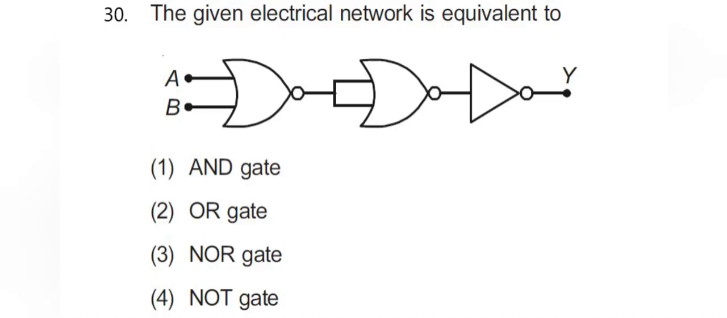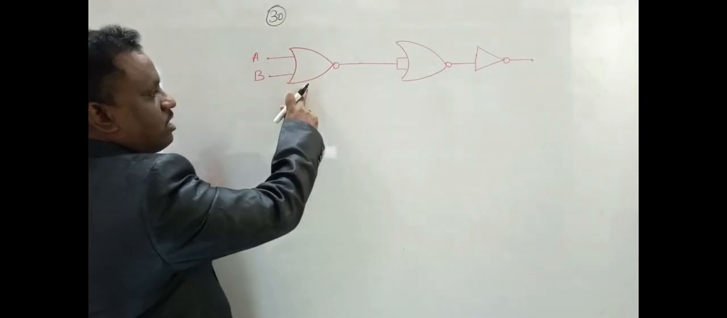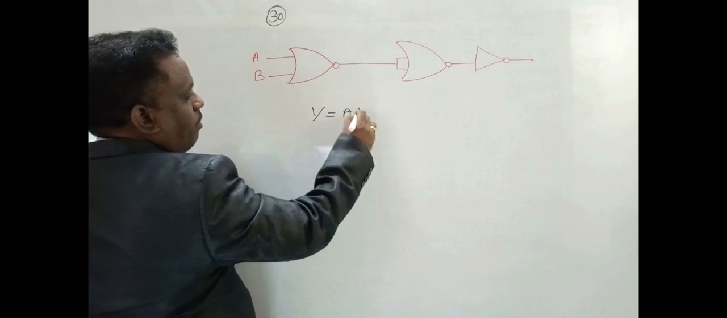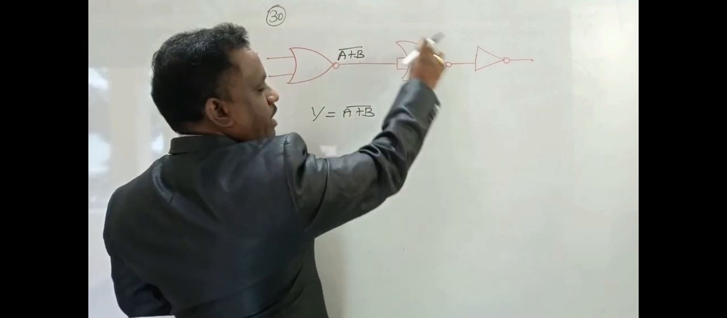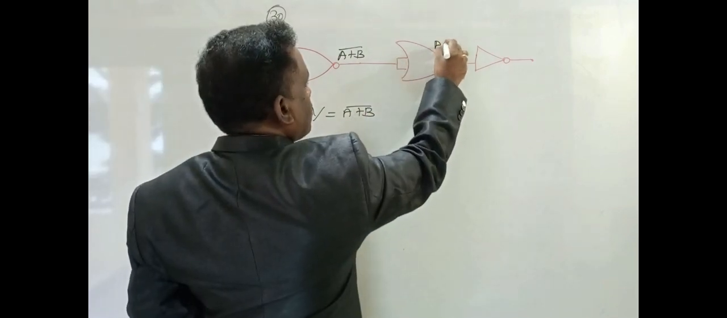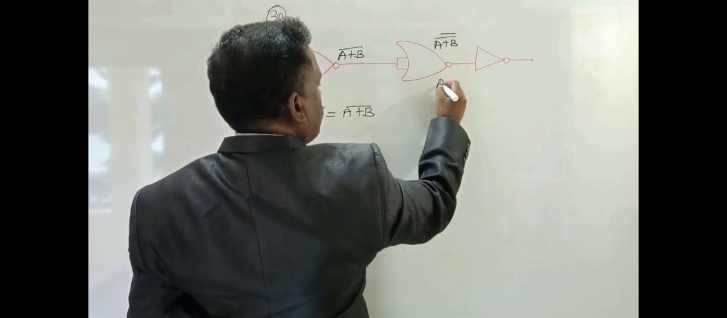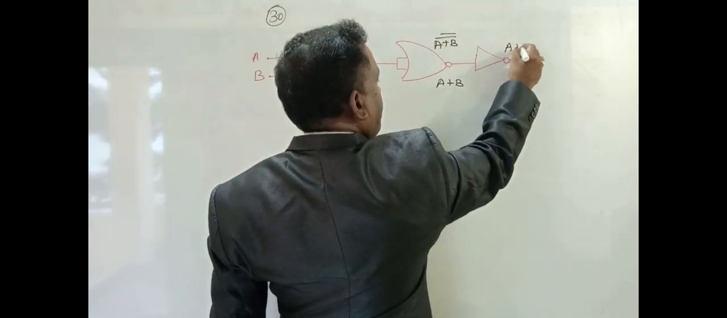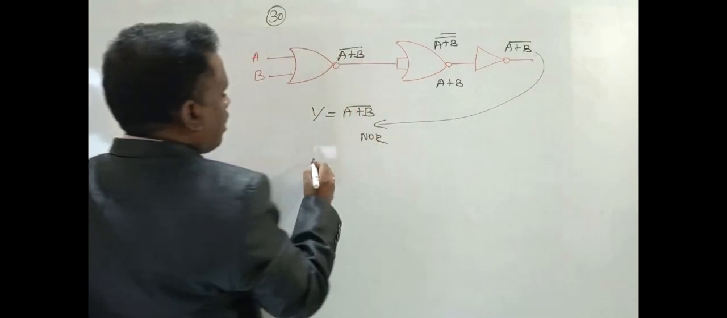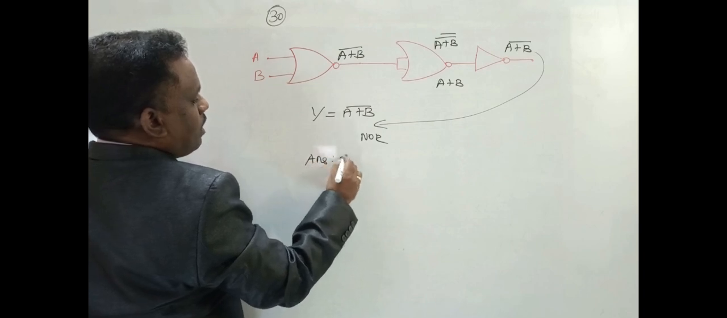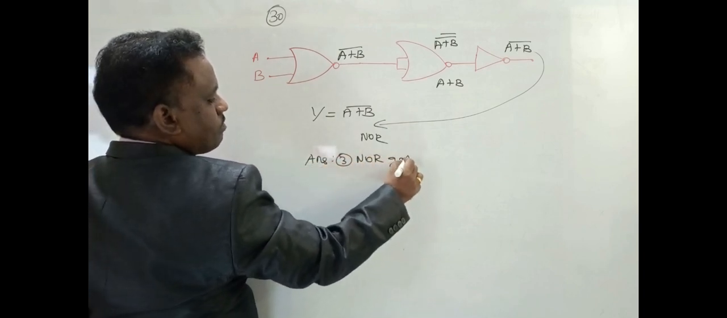Question number 30. The given electrical network is equivalent to option 1 AND gate, option 2 OR gate, option 3 NOR gate, option 4 NOT gate. Question number 30. This is the NOR gate. The output for NOR gate is A plus B whole bar. So we get A plus B whole bar. It behaves like a NOT gate. So A plus B whole double bar is equal to A plus B. This one is NOT gate, A plus B bar. The A plus B bar is the output of NOR gate. So correct answer option 3, NOR gate.